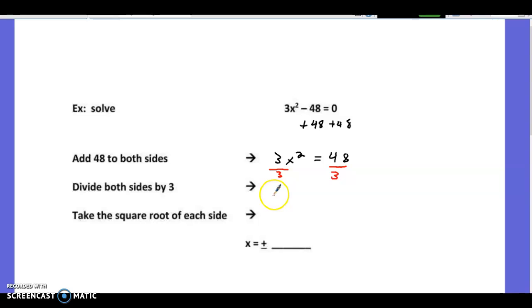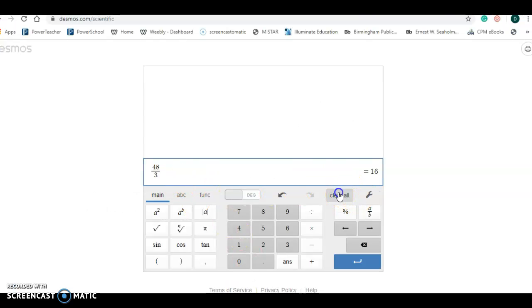So x squared equals 16. Now we're at basically what we did in the previous two problems. We're going to take the square root of both sides, because the square root of x squared is just x. And then we have to figure out what the square root of 16 is. If you don't know that already, go back to your trusty calculator. Square root of 16 equals, gives us 4.